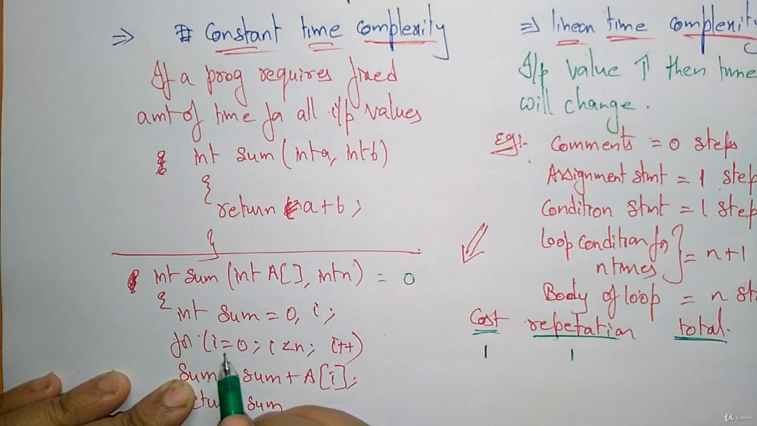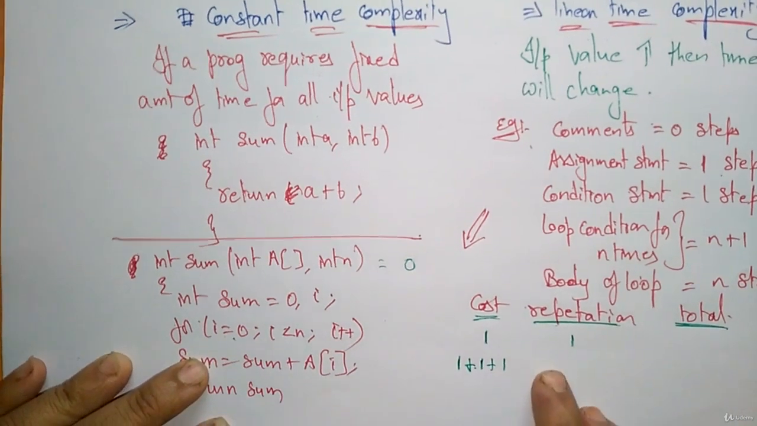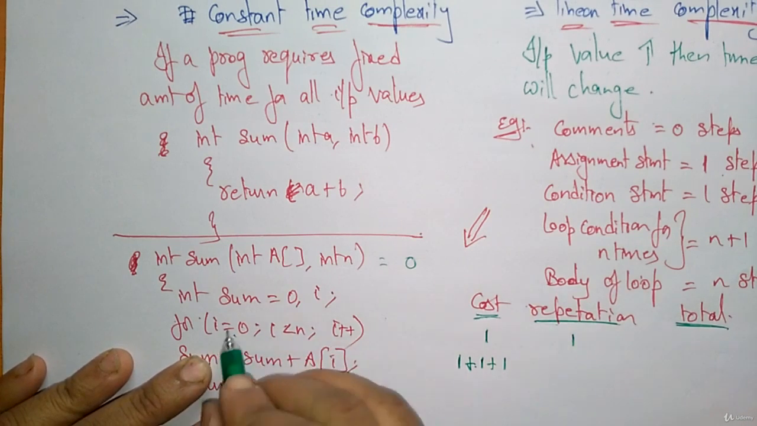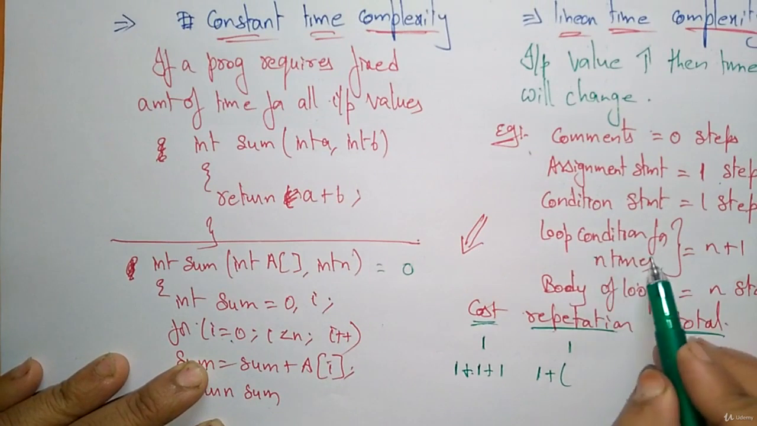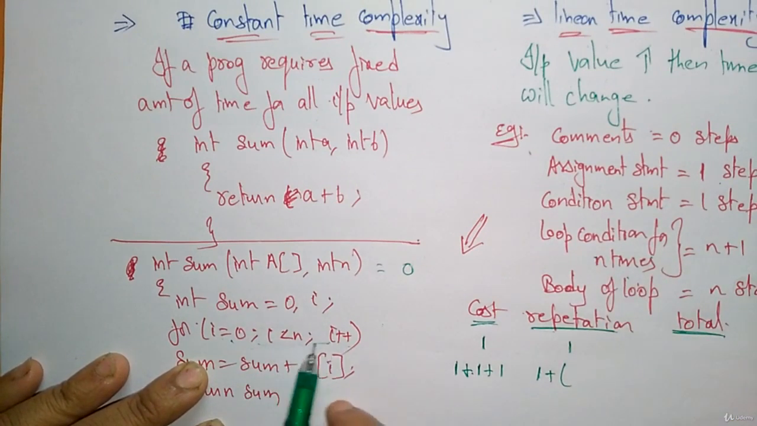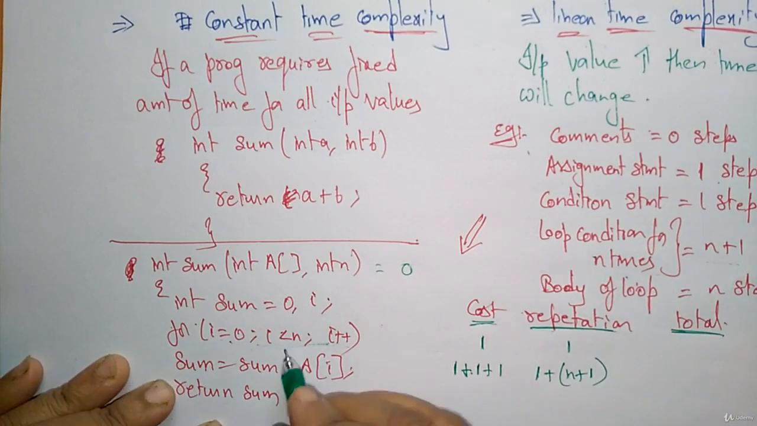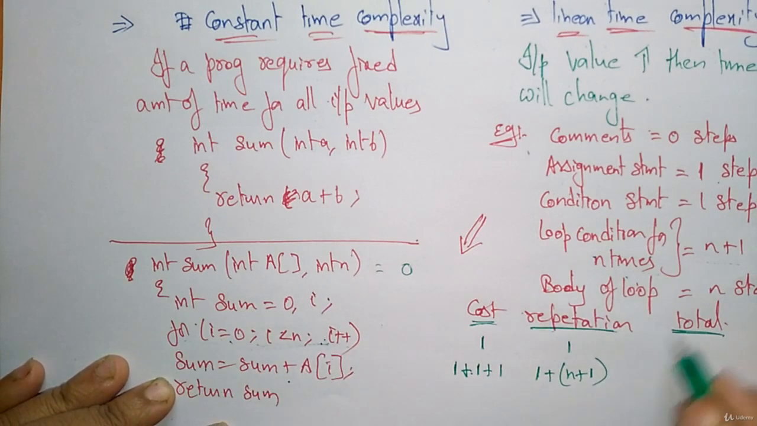For the for loop, for i is equal to 0, the assignment is 1, i less than n is 1, and the iteration is 1, the normal cost. General normal cost values I am entering here. The repetition for this assignment is 1. Whenever the loop condition is there for n times, so here the loop condition is there for n times, what is that? n plus 1. Now you entered the body of the loop. Whenever you are entering the body of the loop, this should be n steps.